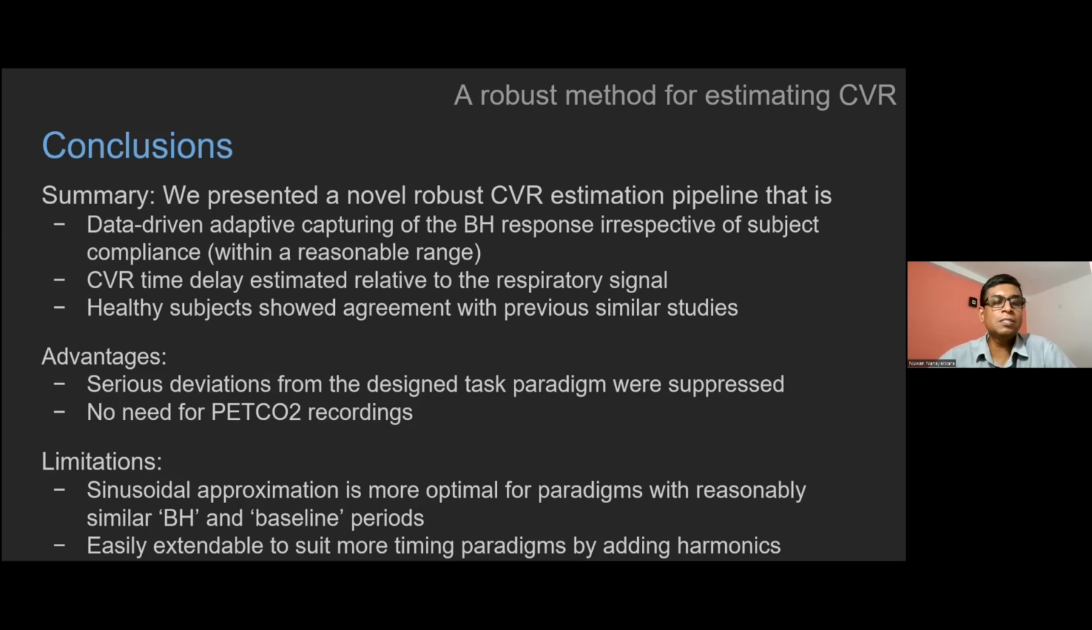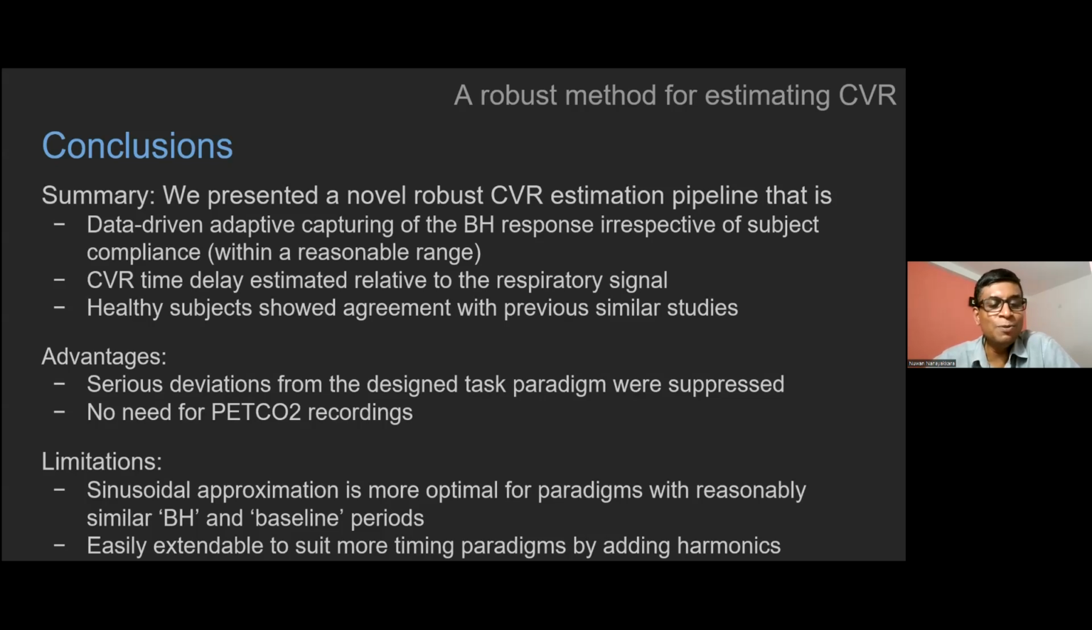The advantages of our study include that serious deviation may have been avoided, but we could capture slight deviation of compliance by the subject, and we did not need any recordings like end-tidal CO2 or any study design parameter to use in a regression.